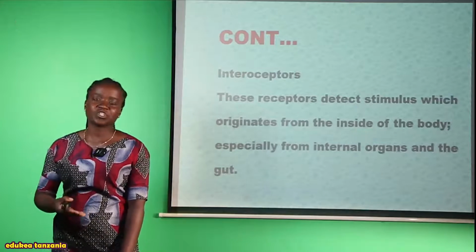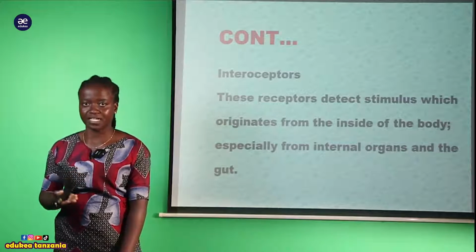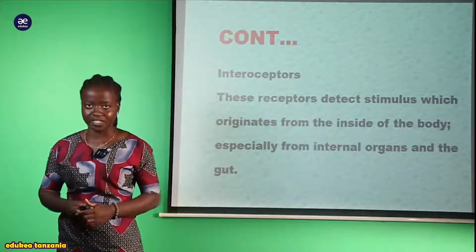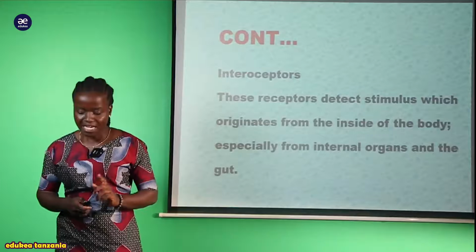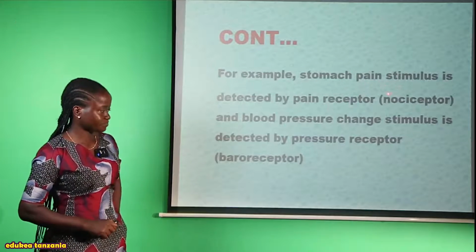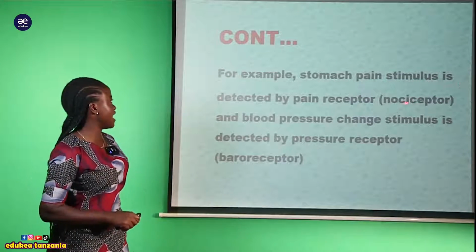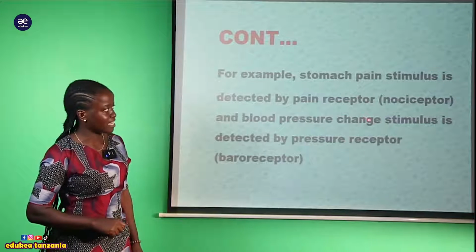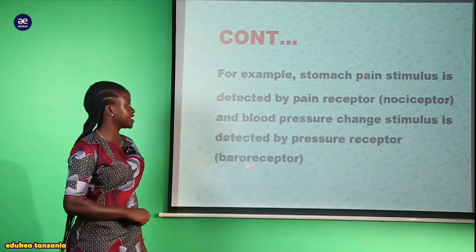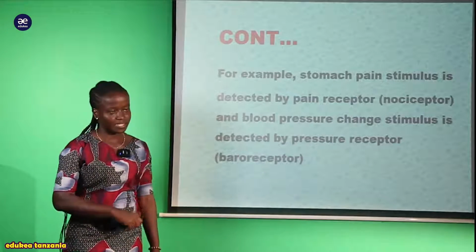So what is the function of these receptors? And what kind of stimuli do these receptors detect? Here we are saying that, for example, we have the stomach pain stimulus. That is detected by the pain receptors, that is nociceptors, and the blood pressure change stimulus is detected by the pressure receptors, that is baroreceptors.